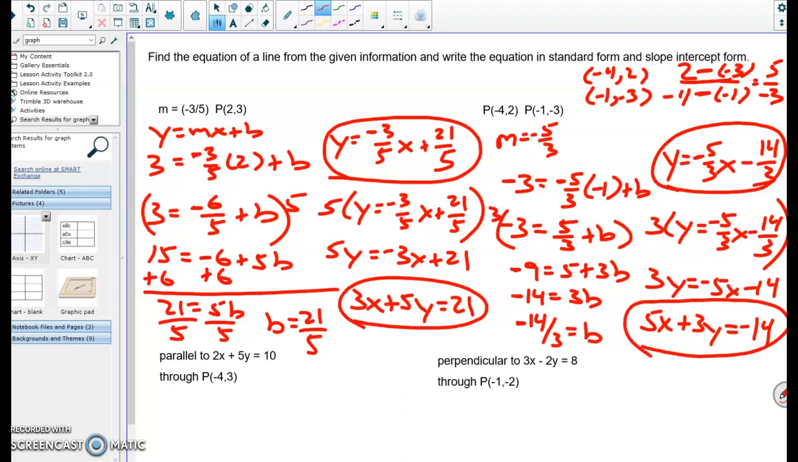If I plug a point in, 5 times negative 4 is negative 20. 2 times 3 is 6. Negative 20 and 6 is negative 14.